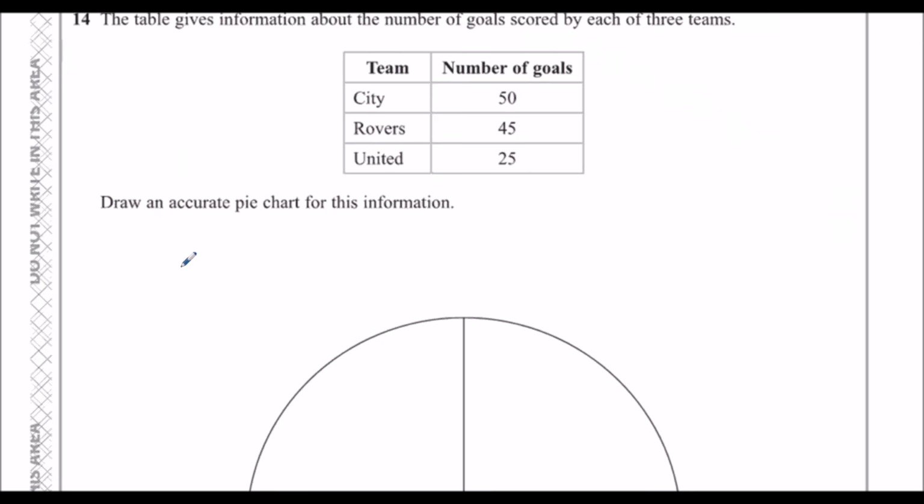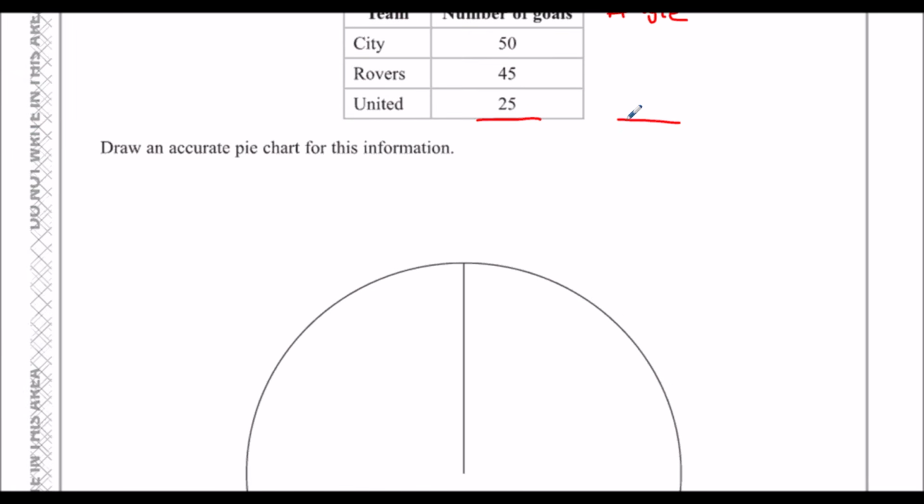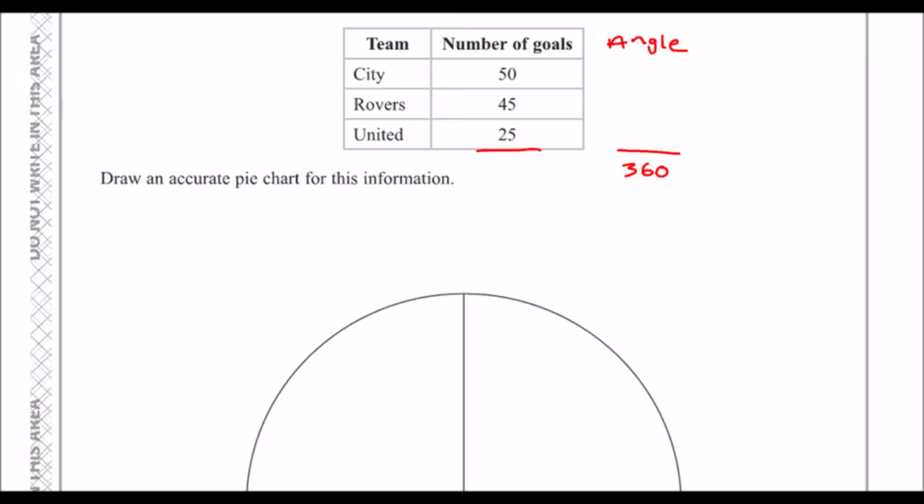Question 14. The table gives information about the number of goals scored by each of 3 teams. So we've got City, Rovers and United, and we need to draw a pie chart. So let's add up the goals to see what we get, and then we're going to work out what angle we have to draw for each team. So the angles the whole way around the circle have to add up to 360, because there are 360 degrees around a point.